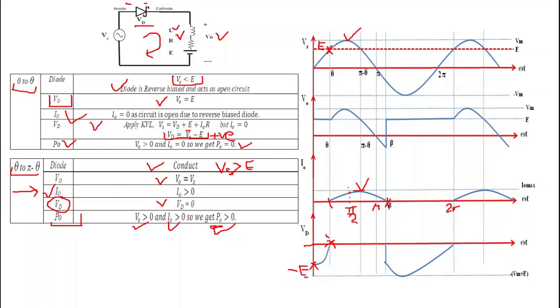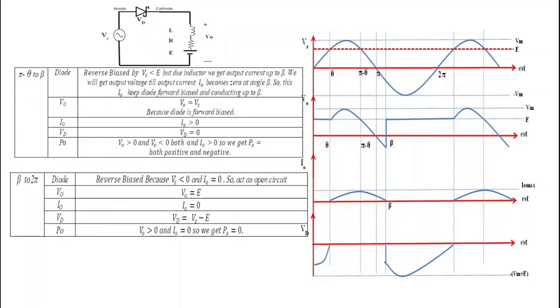Okay, now move to the next slide. What happens from pi minus theta to beta? We know that current flows up to beta, and the diode will remain turned on as long as we get current. This concept has also been told to you. So this diode will continue to conduct from pi minus theta to beta, because it conducts till we get current, and we get current up to beta. So this diode will remain turned on.